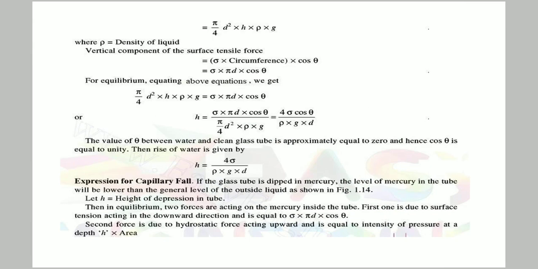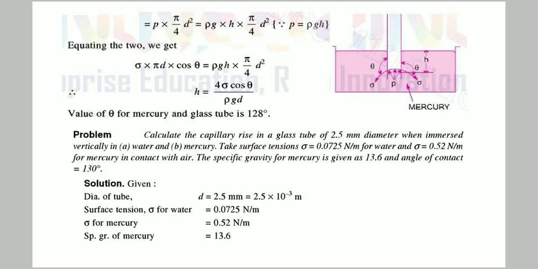That is pi by 4 d square into h rho g. Rho is the density. Now the vertical component of surface tension force is sigma into circumference into cos theta. Since it is acting in an inclined direction, we are resolving into two directions, and the vertical component we get is sigma pi d cos theta. So in order to obtain equilibrium, these two forces should be equal, and while equating we get the h value as 4 sigma cos theta by rho g d. Similarly, we can get the expression for capillary fall as h equal to 4 sigma cos theta by rho g d. The value of theta for mercury and glass tube is 128 degree.